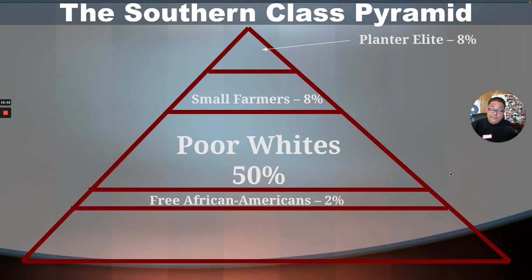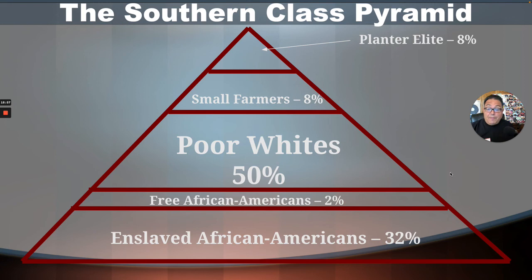Okay, and then finally, down at the very bottom of the Southern class pyramid, 32% of the population would be enslaved African Americans. So, like I said previously, 1/3 of the population of the South was owned by another human, right? So the final thing that I want to ask, and we're approaching the 20-minute mark here, so I do want to wrap things up.